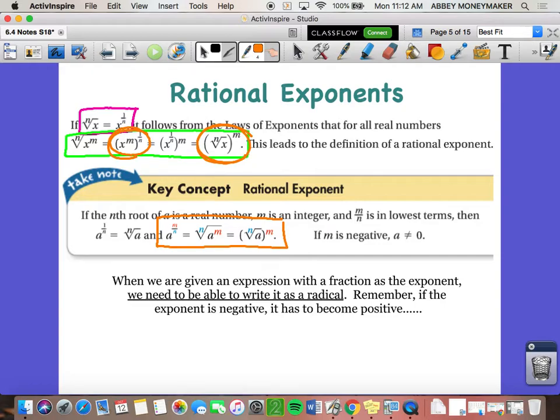Okay, if you have, for example, let's say we have the fourth root of x to the 5th, that's the same as saying x to the 5/4. That's also the same as saying x to the 5th, and then that's raised to the 1/4 power. Those all mean the same thing.